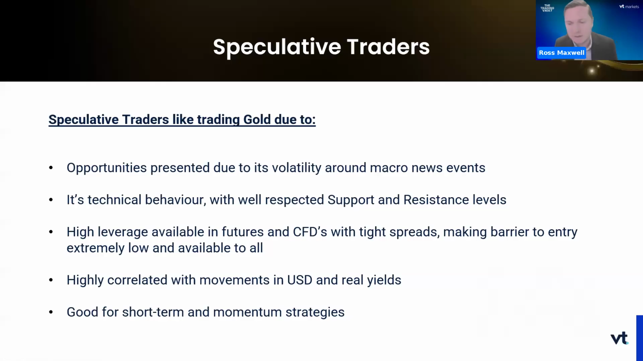Speculative traders like trading gold because it presents opportunities due to its volatility around macro news events. When there are big news events going on in the world, gold will become volatile and will react to that. When there are fundamental news releases, whether to do with the economy or geopolitical tensions around trade wars with the US or China, the ongoing crises between the US and Venezuela or Iran, gold will react to it. So it provides volatility around those macro events.